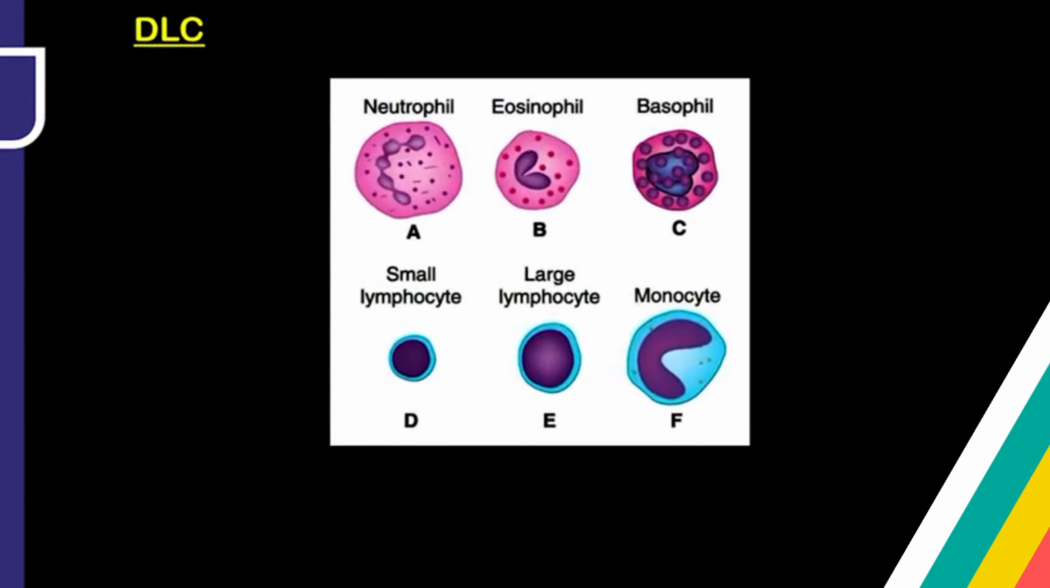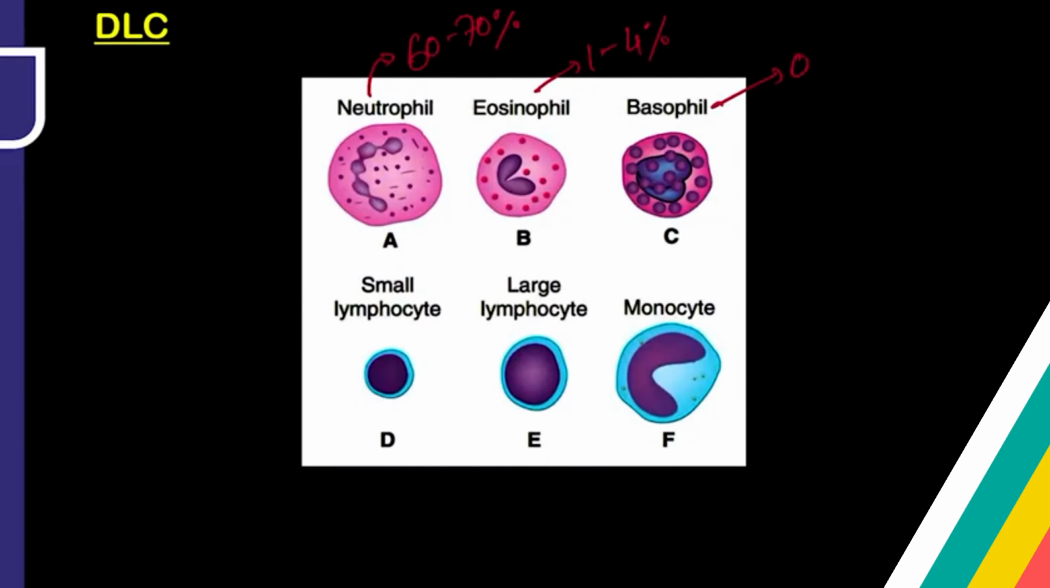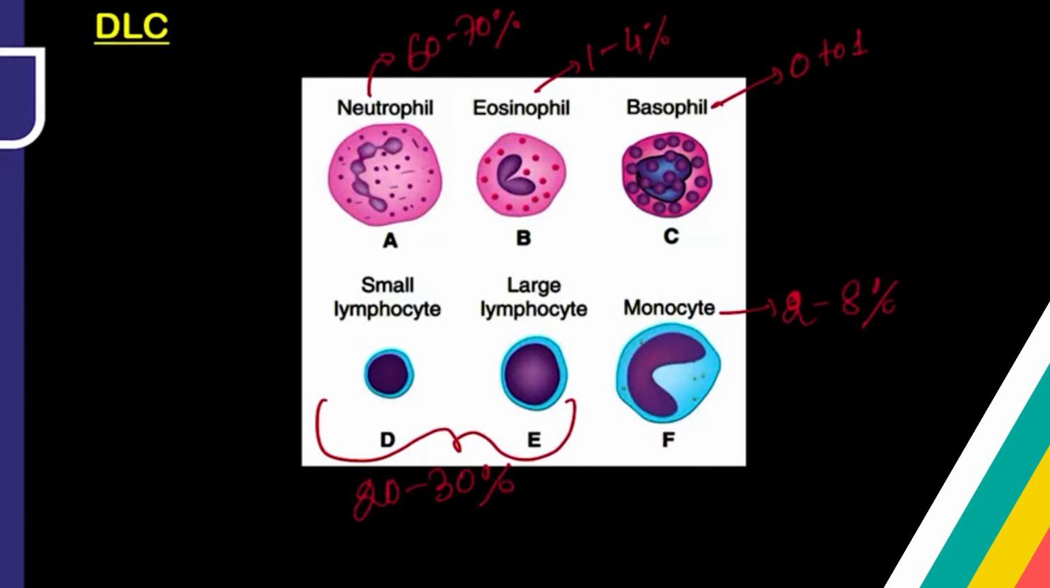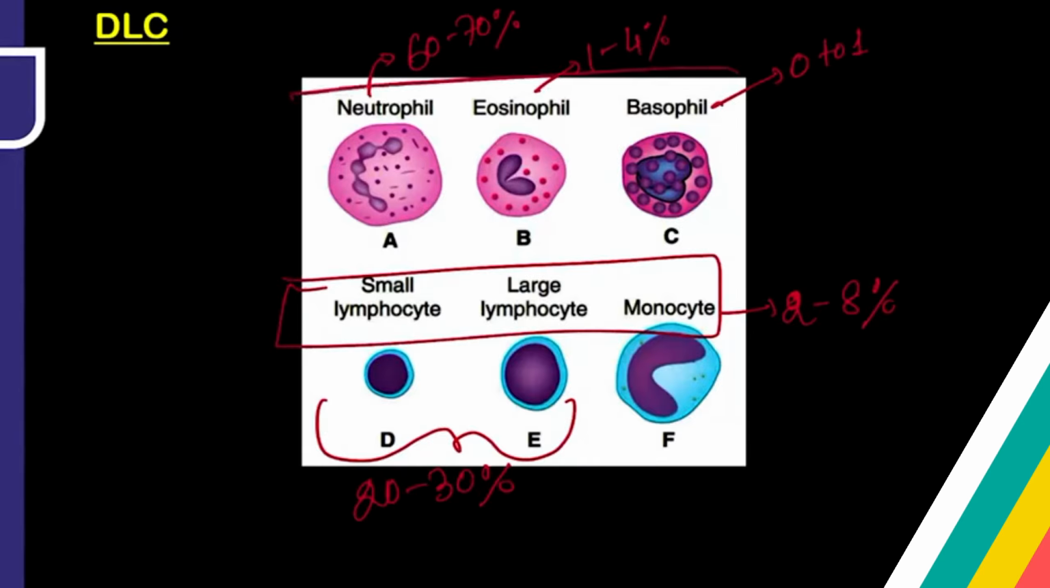Don't waste your time here because all of you know this: neutrophil percentage is 60 to 70%, eosinophil is 1 to 4%, and I hope you know the description of eosinophil and neutrophil. Basophil percentage is very, very less, 0 to 1% only, and the small and large lymphocytes constitute 20 to 30% of the total leukocytes, and monocytes constitute 2 to 8% of total leukocytes, right? So lymphocyte and monocyte are the agranulocytes, and we all know that these three are the granulocytes. They contain granules in their cytoplasm in the mature stage, right?